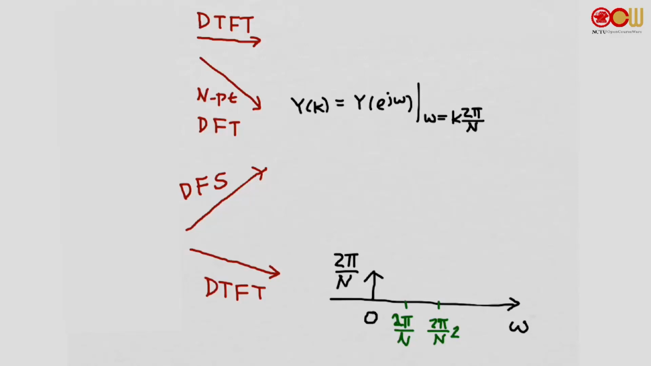Now we can easily plot the DFS coefficients. It must be just one sample and then 0, 0, all the way to N minus 1. And what's the value of this sample here? It's 1. So the DFT coefficient, or the DFS coefficient, has only one non-zero sample, which is equal to 1 at k equal to 0, and 0 for all the other samples.